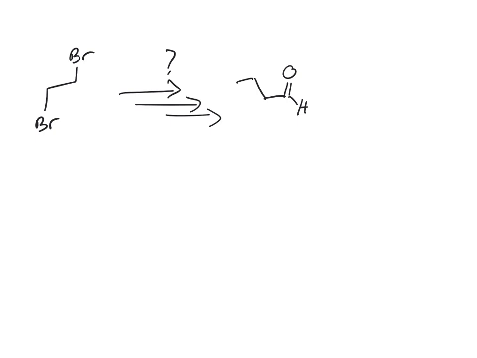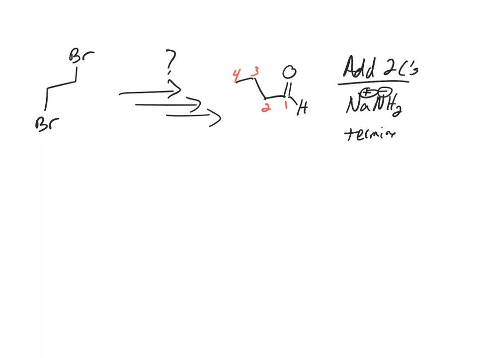So let's number the carbons on the product. There are 4 carbons on the product. How many carbons are in the starting material? 2. So we know we need to add 2 carbons. How many ways do you know how to add carbons? Just that 1. So we know we're going to need NaNH2 to deprotonate. We're going to need a terminal alkyne. All right, terminal alkyne, there.